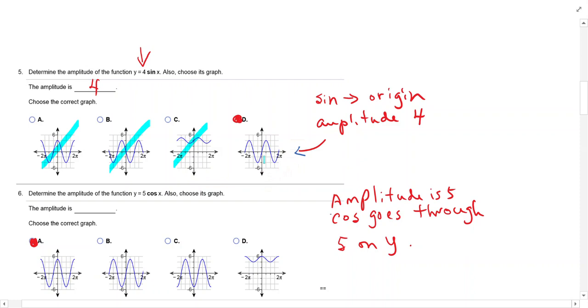You could graph this on your calculator. You want to be sure and be in radian mode and put in y equals 4 sine x. Change your window to match. The x min is -2 pi, x max is 2 pi, and then the y's are -6 and 6.